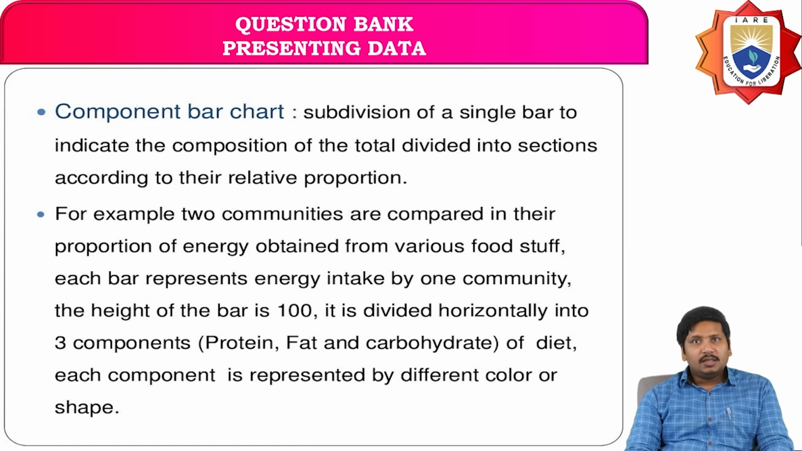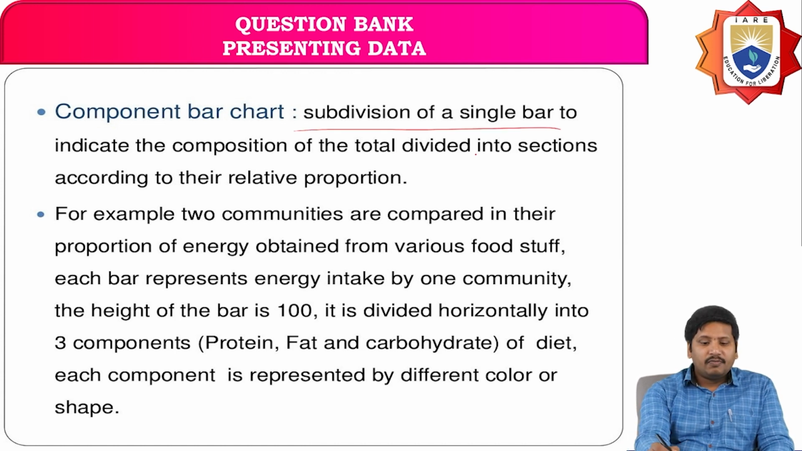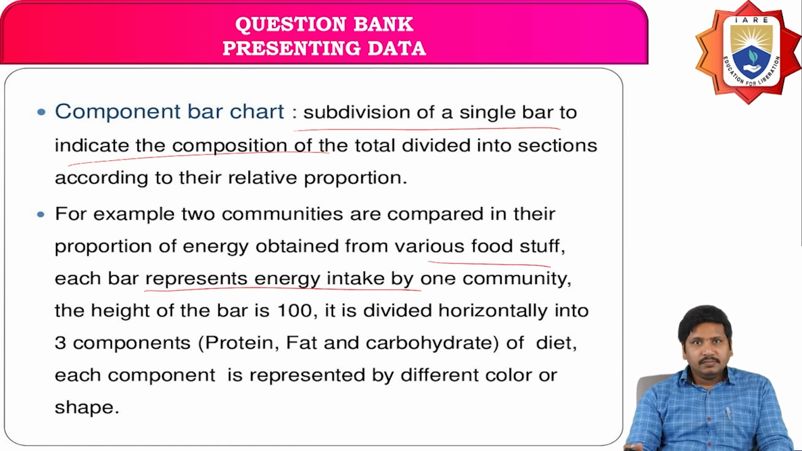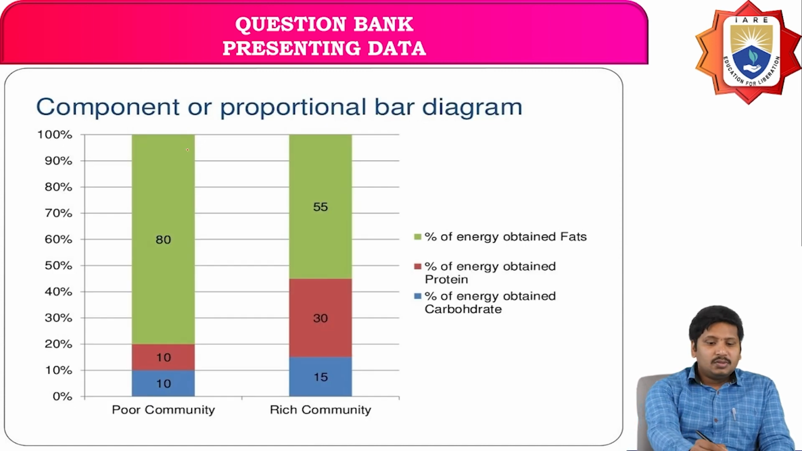Here, this kind of bar diagram is able to divide the bar into many different sections. For example, two communities are going to be compared in proportional energy. Then I can represent various foodstuffs, and each bar is going to represent energy intake by one community, and each component is going to be represented by a different color or shape. So this should be the representation of the component or proportional bar diagram.